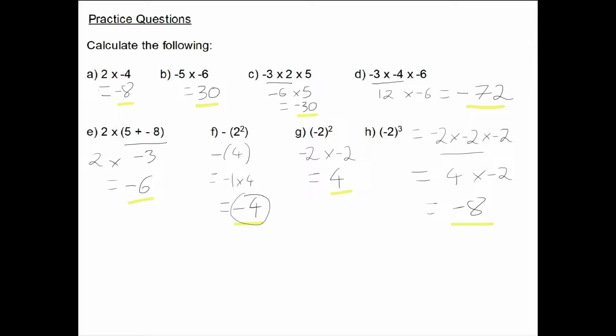For G, minus 2 squared, because the minus 2 is in brackets, I need to do minus 2 all squared. So minus 2 times itself, minus 2 times minus 2 is just plus 4. Then lastly, for H, I write out minus 2 times minus 2 times minus 2 for minus 2 all cubed. And then I work it out in stages, as before, giving me a final answer of minus 8.